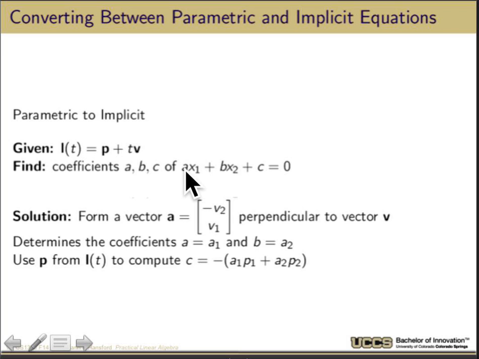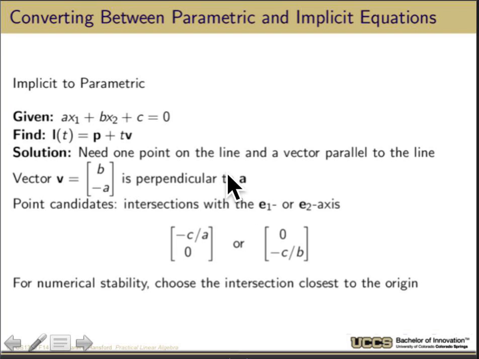Think back. Okay, what was B? If you're not sure, go back and review your notes. Okay, so how about going the other way, which we didn't do before? Given an implicit equation, how do we get the parametric?